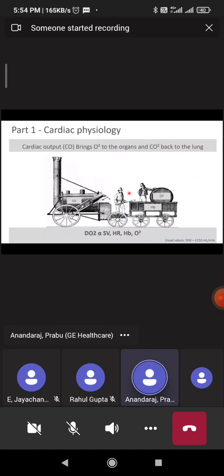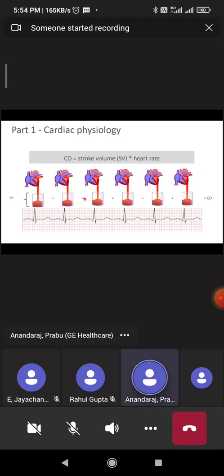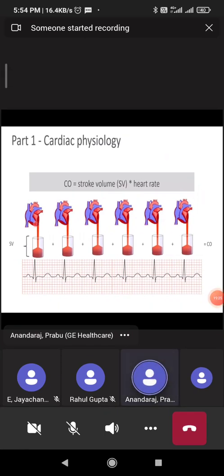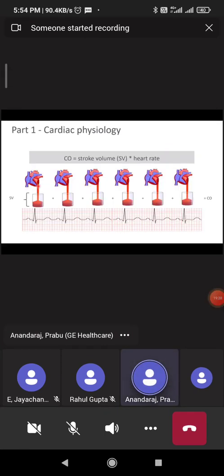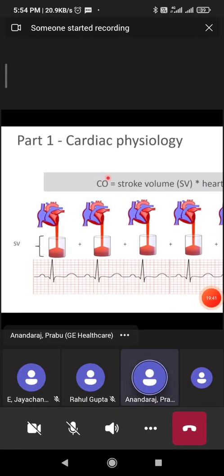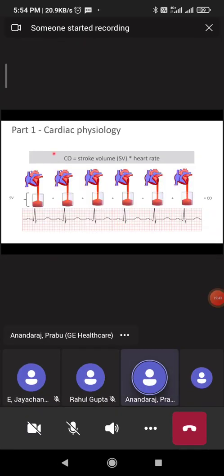And then we also saw the stroke volume. Stroke volume is the total volume the heart pumps in one beat. How much volume comes out from the heart in one beat, that is the stroke volume. And in 1 minute, the heart rate, the total number of beats, multiplied by the stroke volume will help us understand the total cardiac output. That is, cardiac output is the total amount of blood that is pumped from the heart in 1 minute.